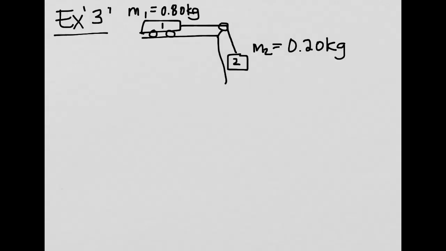Alright, so in an investigation, students place a 0.80 kilogram cart on a table. They tie one end of a light, massless string to the front of the cart and run the string over a frictionless pulley and tie the other end to a 0.20 kilogram hanging object. Assume no friction acts on either object. It just makes things simpler for now. We'll do friction next week. A says determine the acceleration of the system, and B says calculate the magnitude of the tension force.